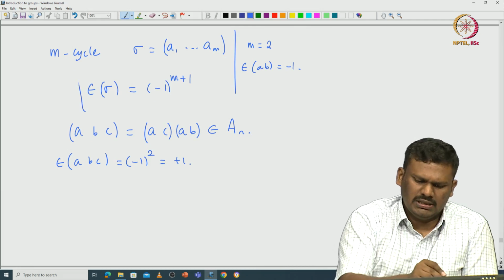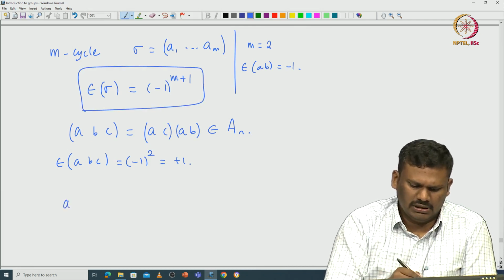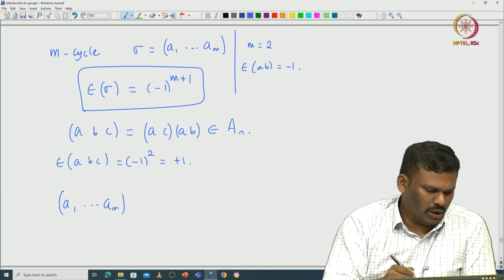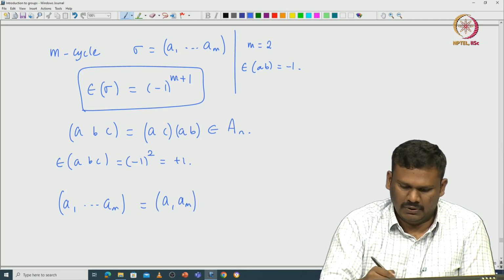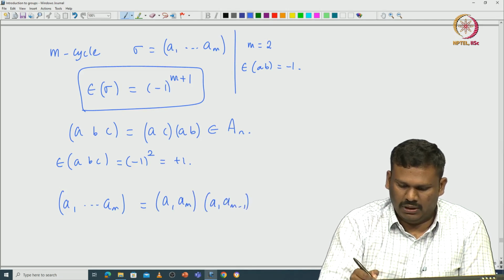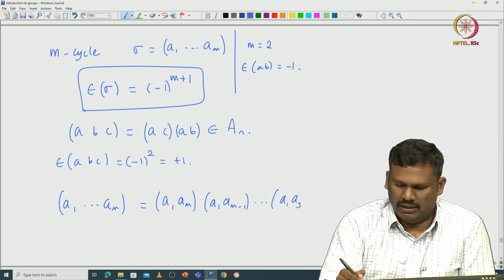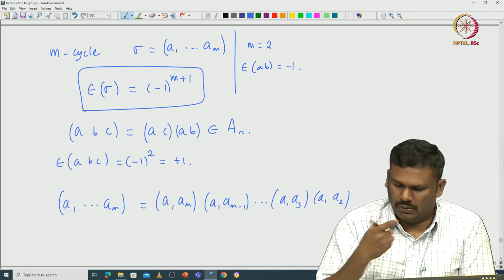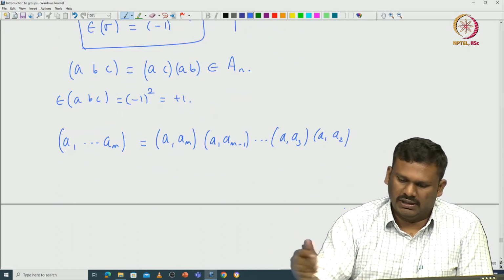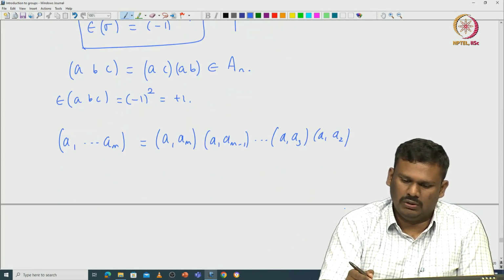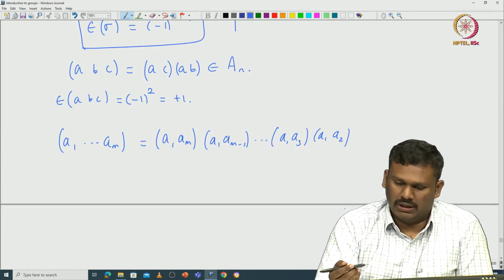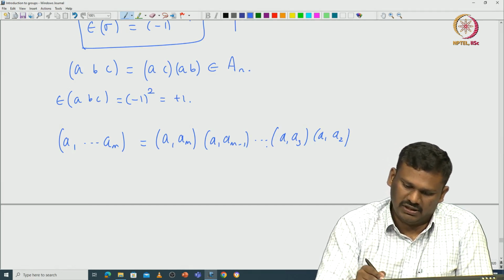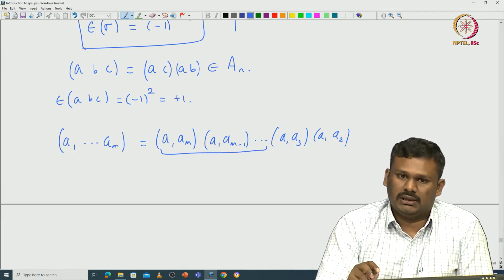Now, how can one check this? You write this sigma, this cycle a1 etc. am, as a product of transpositions: a1 am, then a1 am minus 1 and so on, then a1 a3 and a1 a2. So this is your cycle a1 etc. am. For example, one can check easily: a1 goes to a2, since a2 is fixed in all the others, so a1 just goes to a2. Similarly, a2 goes to a1, a1 goes to a3 and a3 is fixed in all this, so a2 goes to a3 and so on.